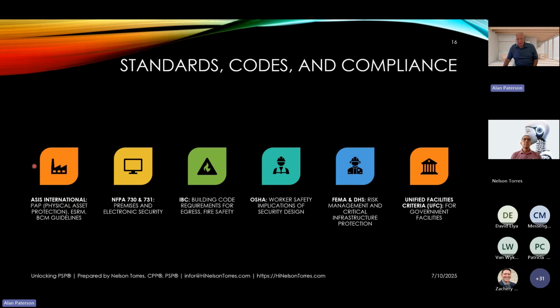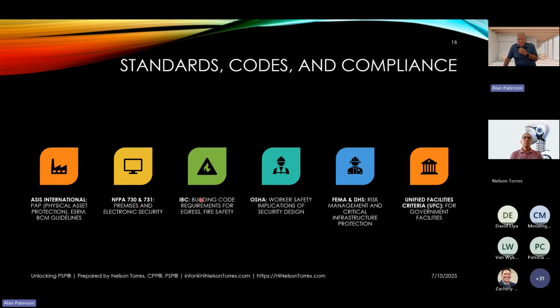documents on things like NFPA, the National Fire Protection Association. The numbers you want to be critical of, of course, are 730 and 731. That is for electronic security and premises. NFPA 730 is the what, and 731 is the how of premises security. That describes construction, protection, occupancy features, and practices.